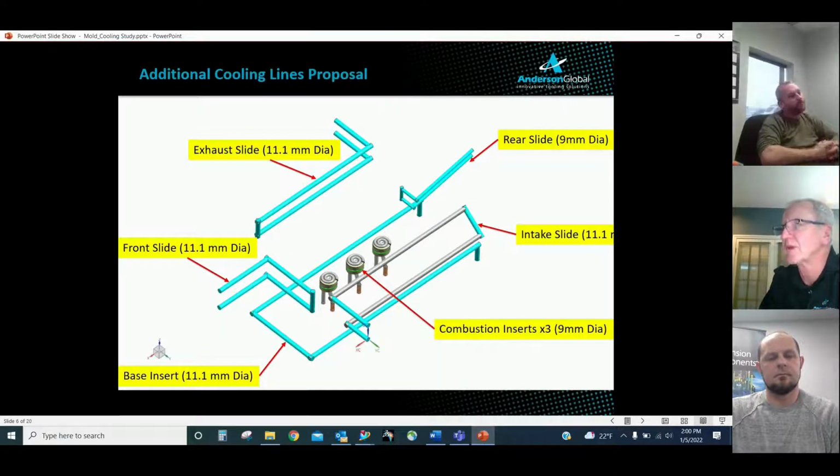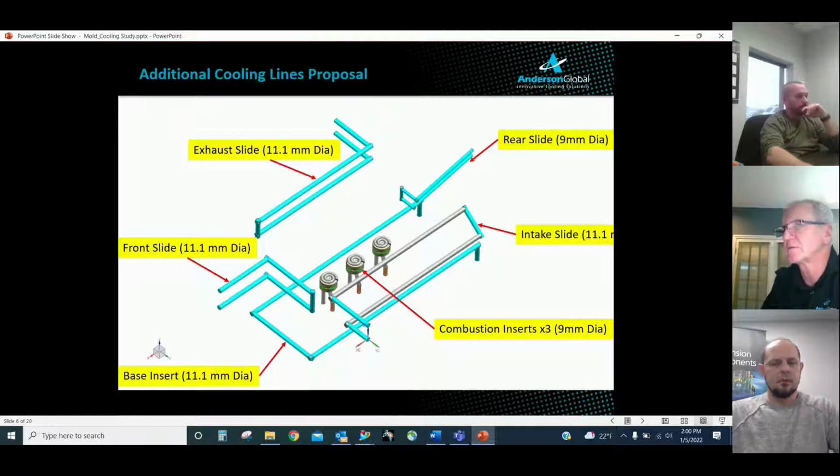So yeah, we were just talking as a group here. We're gonna do a separate video on just that subject, because there was a lot of analysis and testing that went into that combustion chamber cooling circuit design. We'll cover that in a separate video.